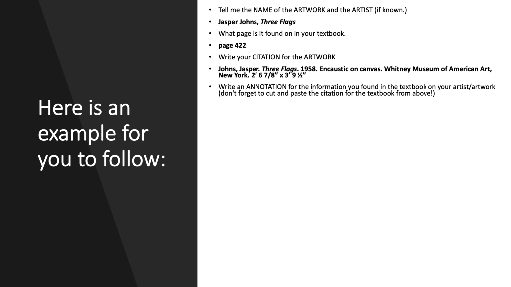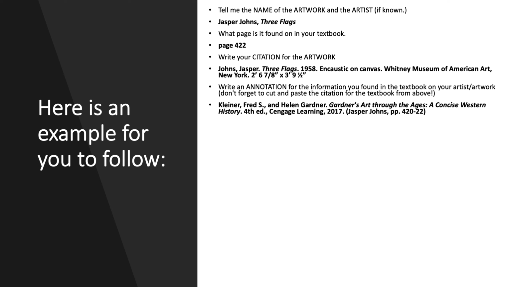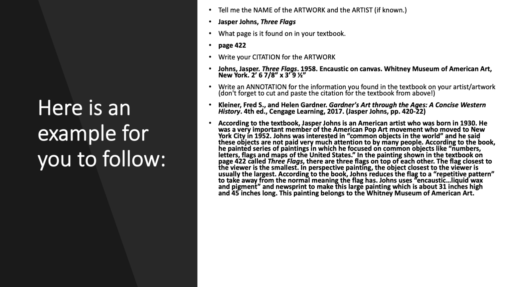Write an annotation for the information you found in the textbook on your artist or artwork. And don't forget to cut and paste the citation for the textbook. So again, there's the citation for the textbook. The only thing I had to add was a little parentheses that says Jasper Johns, pages 420 to 422. And then again, I'm not going to read this, but this is just my summary. This is my annotation of what it says in the textbook about that artist and that painting.